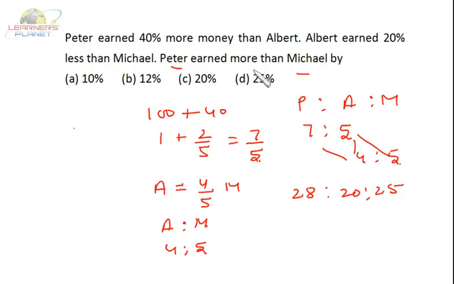I'm sorry, Peter earned more than Michael by, that means the difference 3 is from 25. So from 25, if it is 3, then from 100, it will be 12%. Okay. I'm sure you are clear. It's 12%.